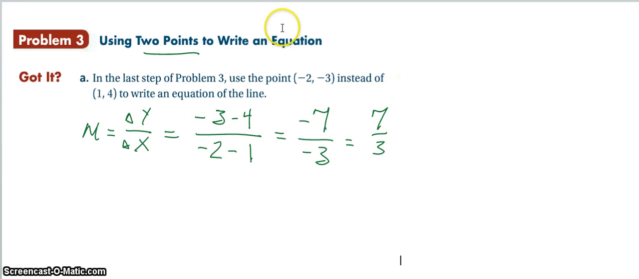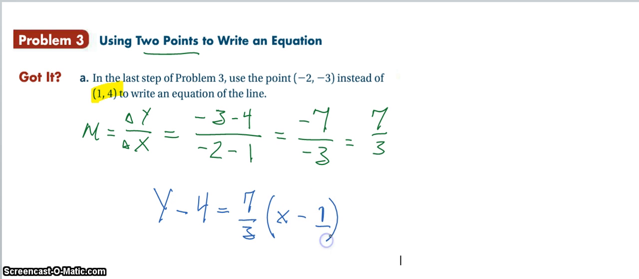So now that I know that, I can choose either of these points. So let's just say I'm going to choose the one with the positives, the 1 and the 4. So we can then write y minus the y that we have, which in this case is 4, equal to our slope, 7/3, all times our x minus 1.